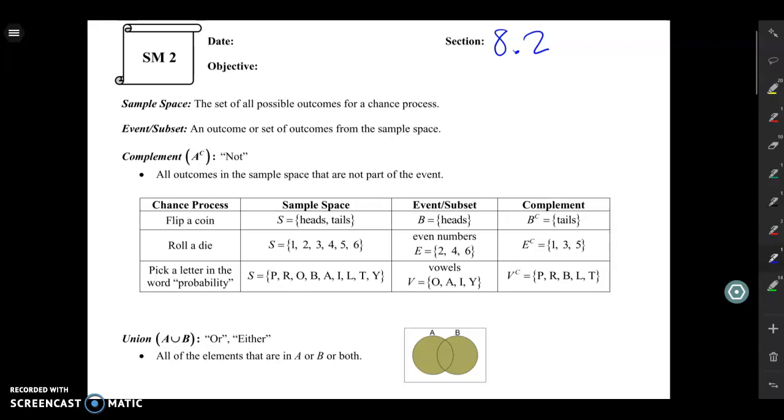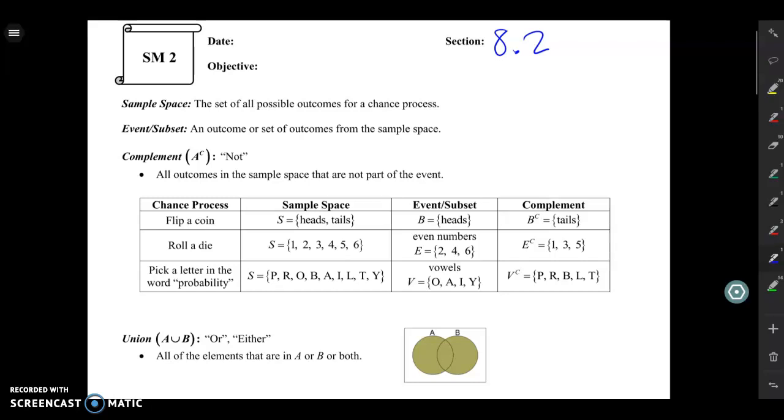The next important vocabulary word is an event or a subset. That means it's an outcome or a specific set of outcomes from the sample space. So if I'm rolling the dice, then maybe the event that I'm looking for is when I roll a 1, or perhaps it's when I roll an even number.